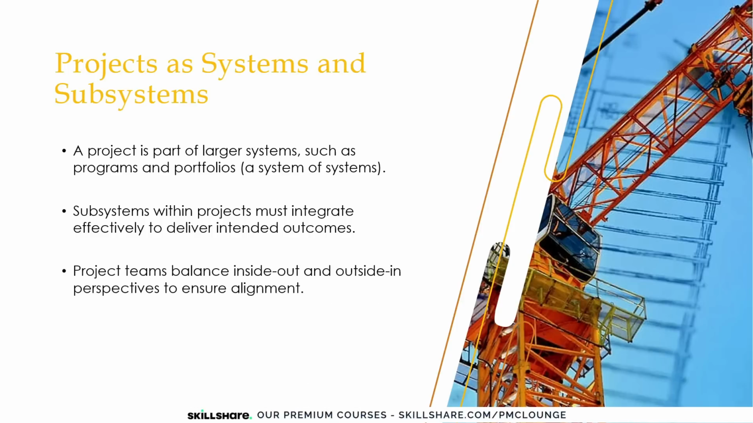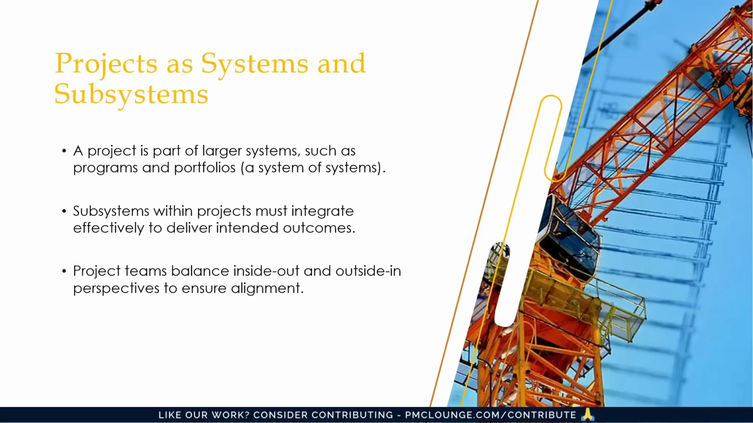So to navigate this complexity, project teams must balance two perspectives. First is inside out, which is focusing on how their work influences the larger system. And secondly, it is outside in, which is the understanding of how external factors shape their project's priorities and actions. I'd like to repeat it here, right? Two perspectives that all project teams and you as a project manager need to be aware of.